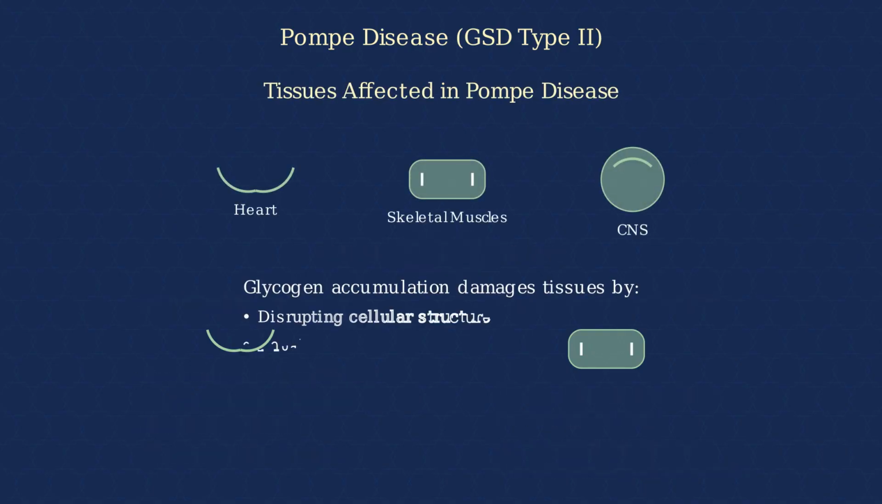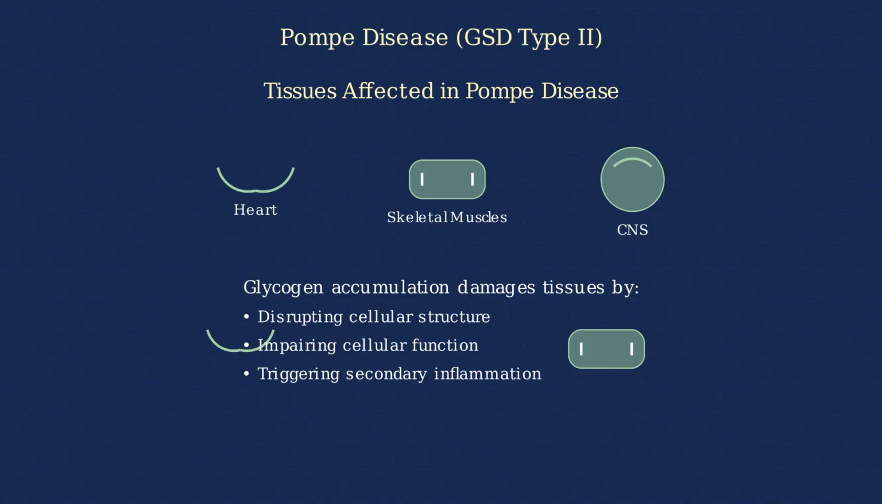Pompe disease affects multiple tissues, with glycogen accumulating particularly in the heart, skeletal muscles, and sometimes the central nervous system. The infantile form is characterized by severe cardiomegaly, muscle weakness, and often leads to early death, while later onset forms show progressive muscle weakness without significant cardiac involvement.